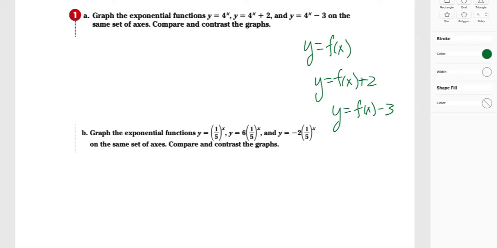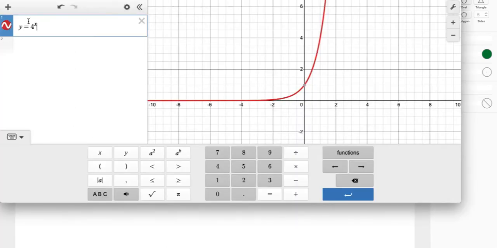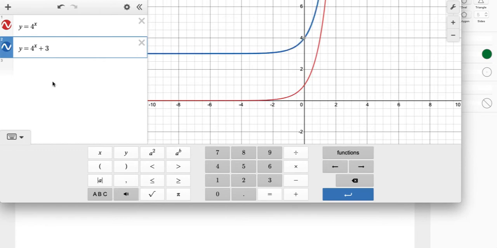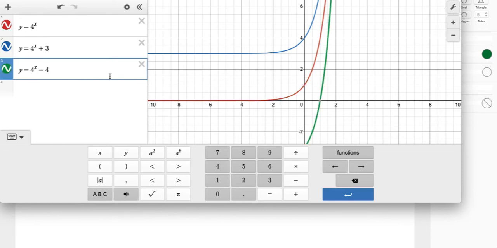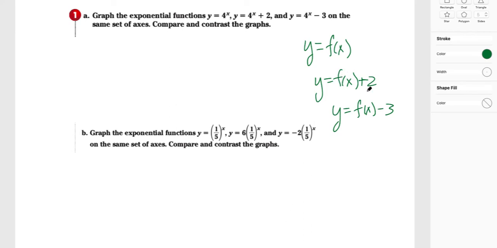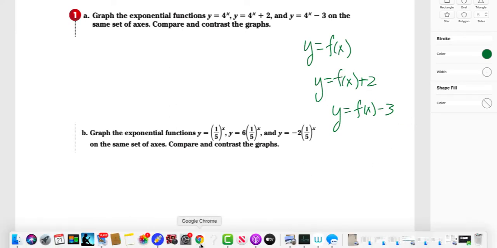And I'm going to employ Desmos to help us out with this one. So here we are on Desmos. We've got y is equal to 4 to the x. I'm going to copy that, paste that, and then I'm going to just add 3 to it and you see we shifted up 3. I'm going to paste this again and subtract. I don't even remember what we were adding and subtracting. Let's go back. What are we doing? Adding 2 and subtracting 3. My bad. Let's go ahead and do that.